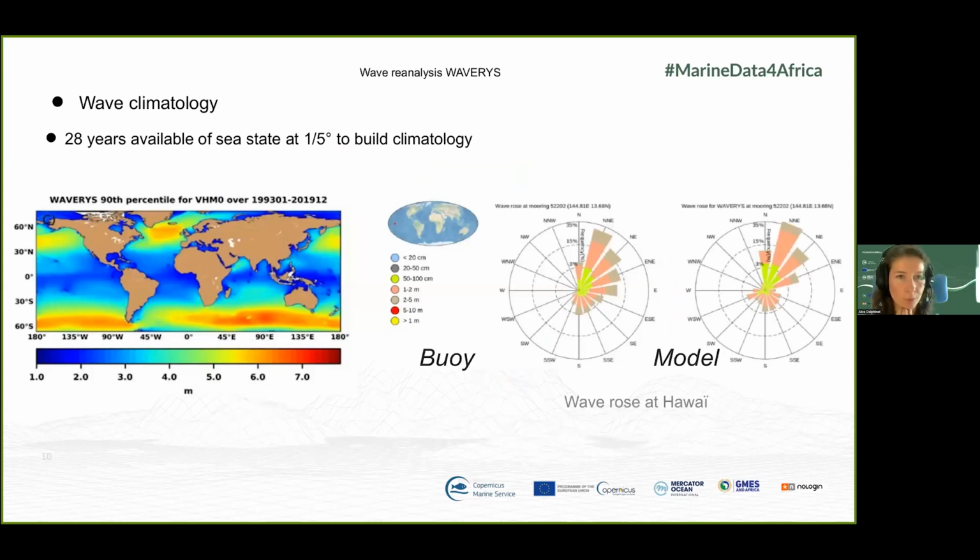You can compute statistics like mean or percentiles. You have here an example of the 19th percentile for significant wave height, at a resolution of 20 kilometers, and you can also construct wave roses. Here it's an example at Hawaii Island, and it was possible to compare to an in-situ observation. So we see that we have very similar wave roses between the buoy and the model.